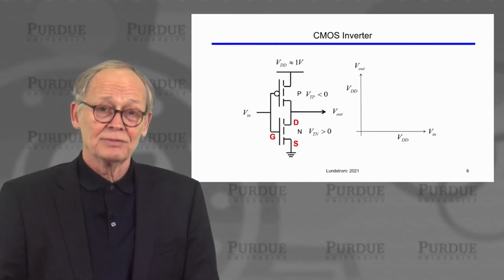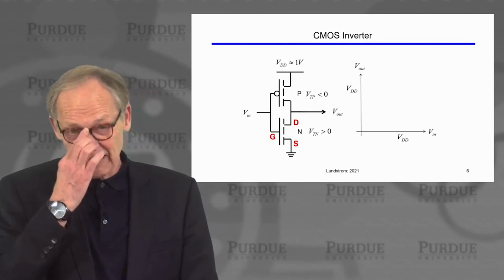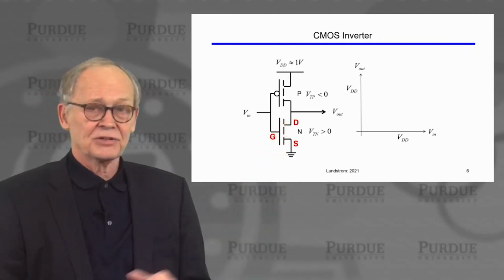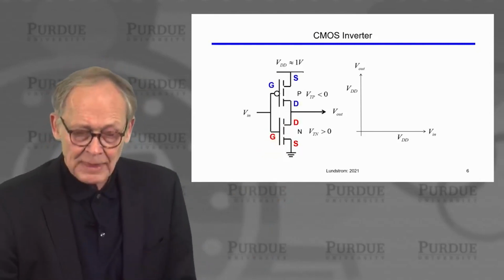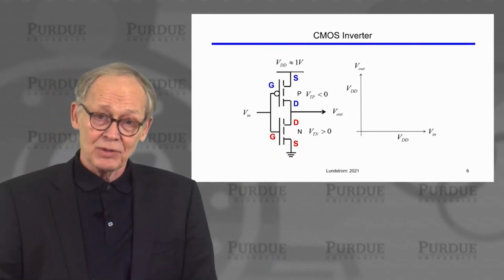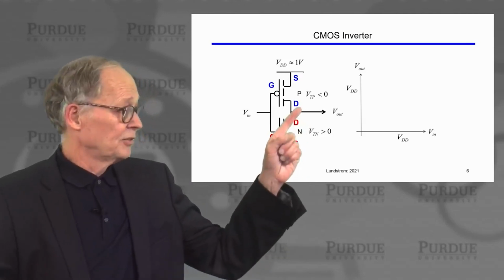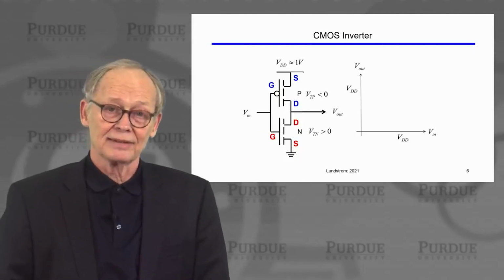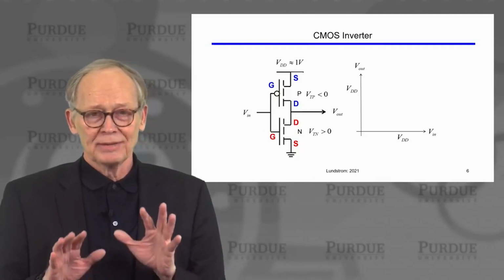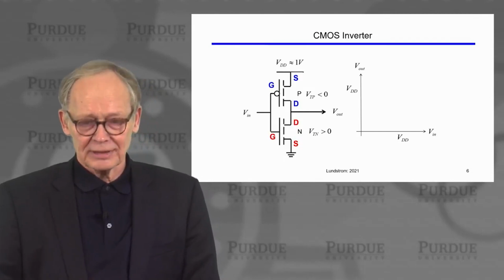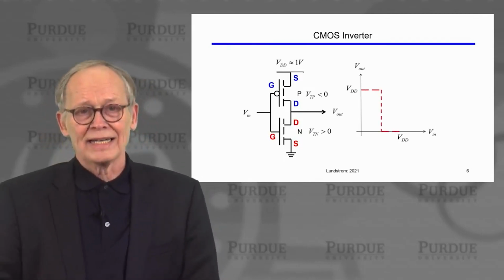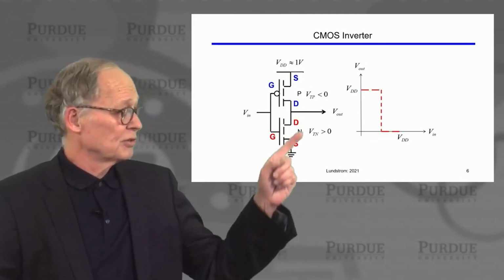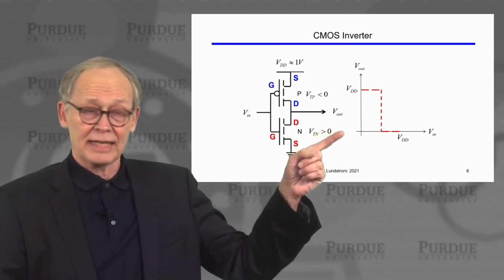It's important to know where the terminals are. For the N-channel transistor, the source is grounded and the drain is connected to the output. For the PMOS transistor, the drain is also connected to the output, but the source is connected to the most positive power supply. So you should be comfortable with this circuit. You should understand why, in the ideal case, the output voltage as a function of the input voltage looks like this. This is why we call it an inverter.